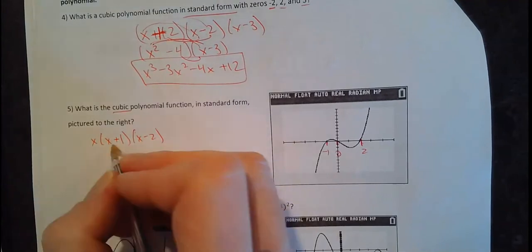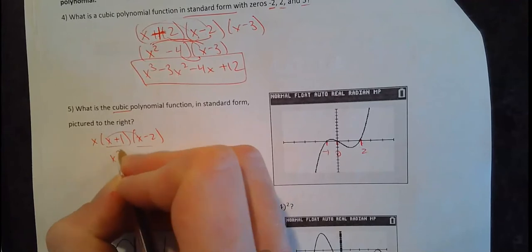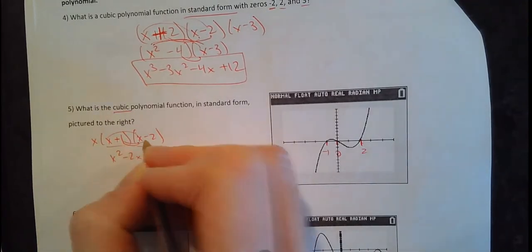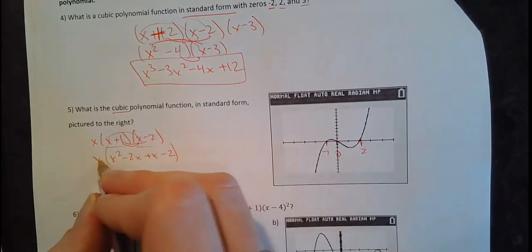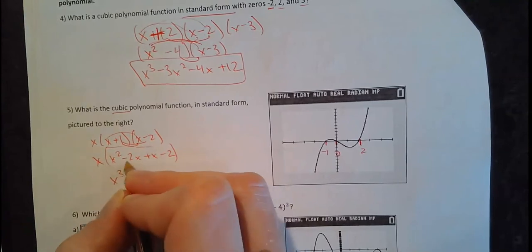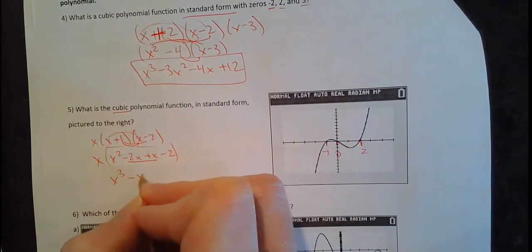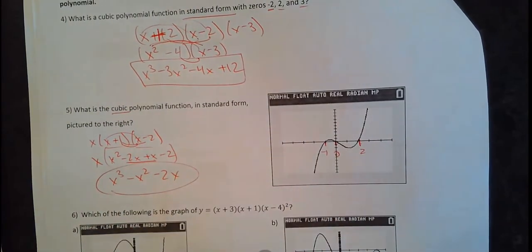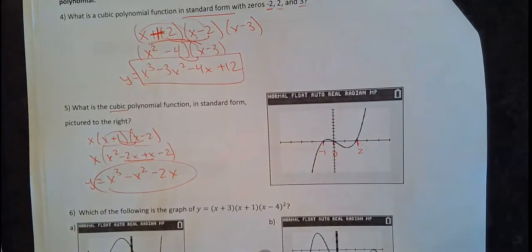So let's multiply these together. I'm going to multiply these two together first. So x times x is x squared, minus 2x plus x minus 2. And then I'm going to multiply an x by those. So x times x squared is x cubed. If I add these two together first, that'd be a negative x, and then x times x is negative x squared, and then minus 2x. So there's my polynomial function, my cubic function. I should put a y equals on these.